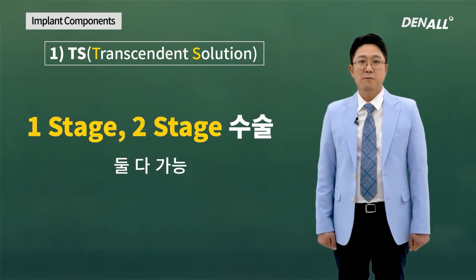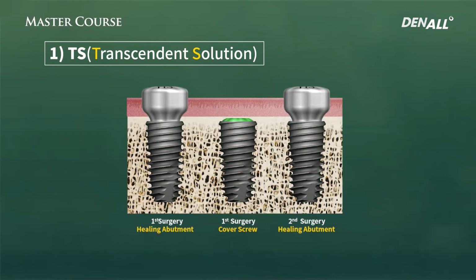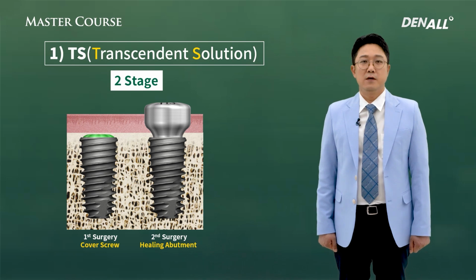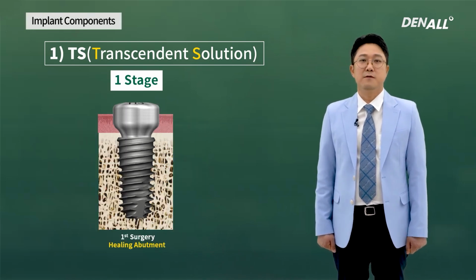The TS implant can be used in both 1-stage and 2-stage surgeries. The TS implant can be used for the following: implant placement, suture, healing, re-entry, and connection of the healing abutment. It is basically for 2-stage surgery. However, in the case of implant placement, if initial stability is good, you can connect the healing abutment at the same time. Therefore, 1-stage surgery is also possible.